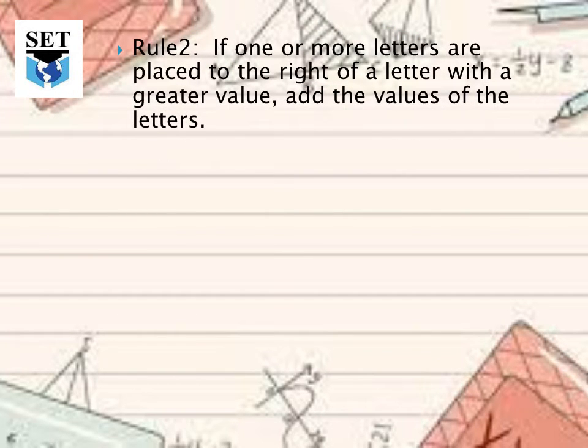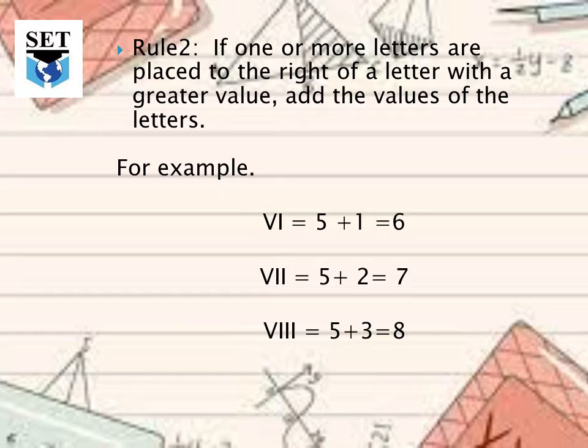Rule 2. If one or more letters are placed to the right of a letter with a greater value, add the values of the letters. For example, VI equals 5 plus 1 equals 6. VII equals 5 plus 2 equals 7. VIII equals 5 plus 3 equals 8.